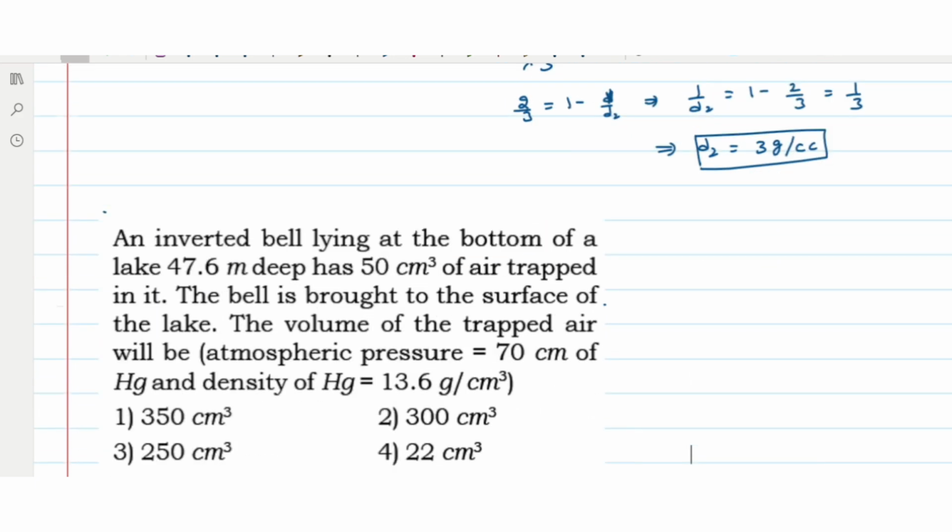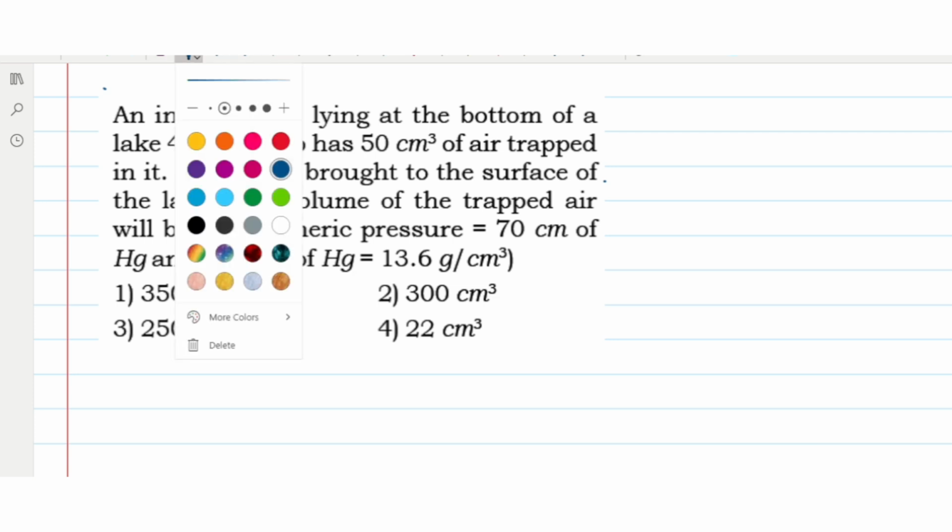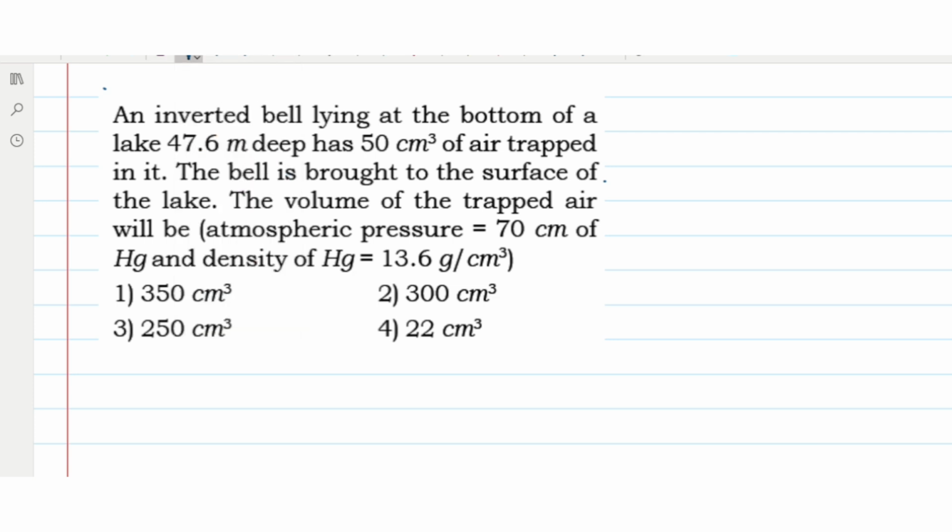Now look at the next question. An inverted bell lying at the bottom of the lake, 47.6 meter deep, has 50 centimeter cube of air trapped in it. The bell is brought to the surface of the lake. The volume of the trapped air will be, they're asking.